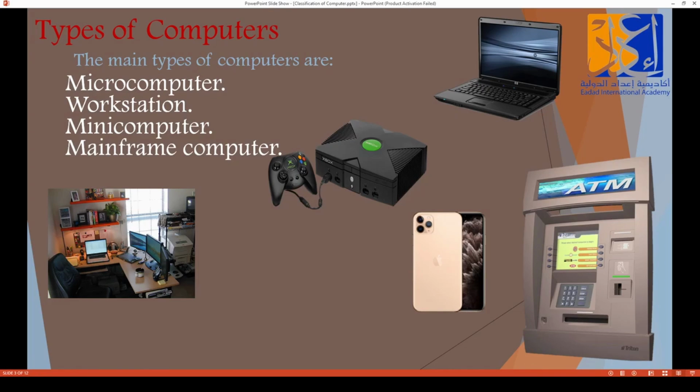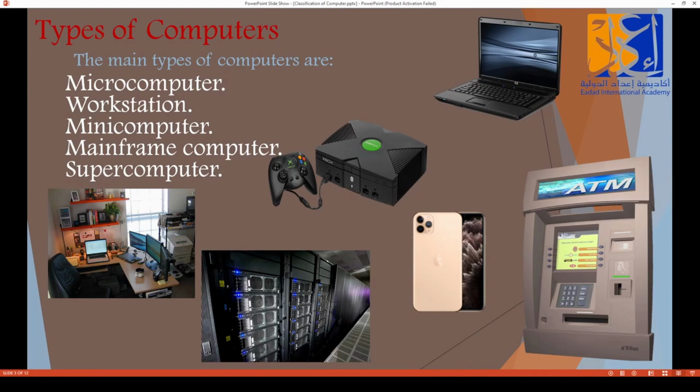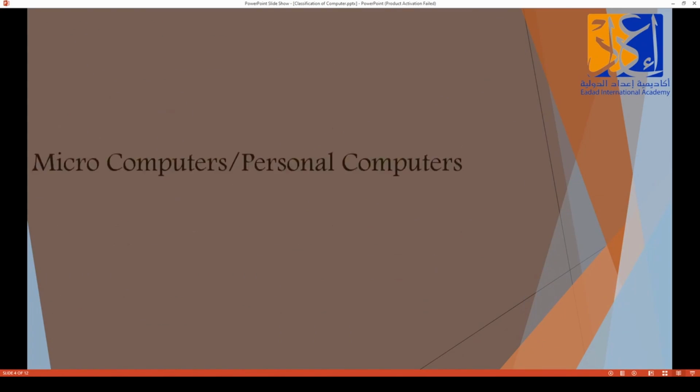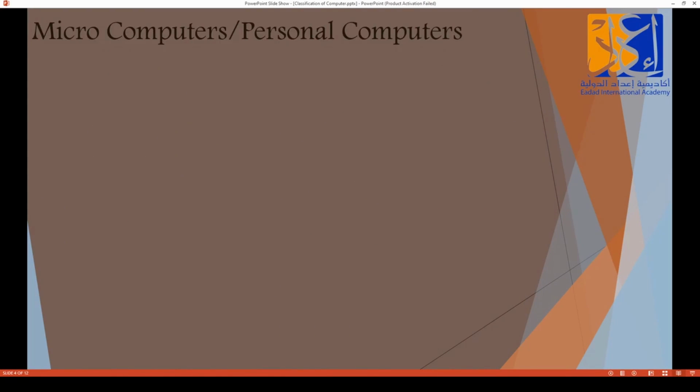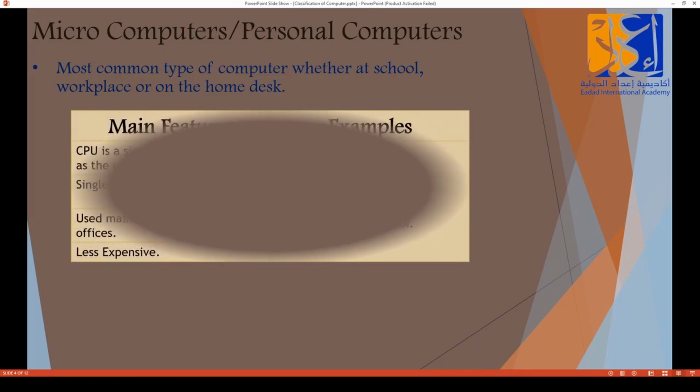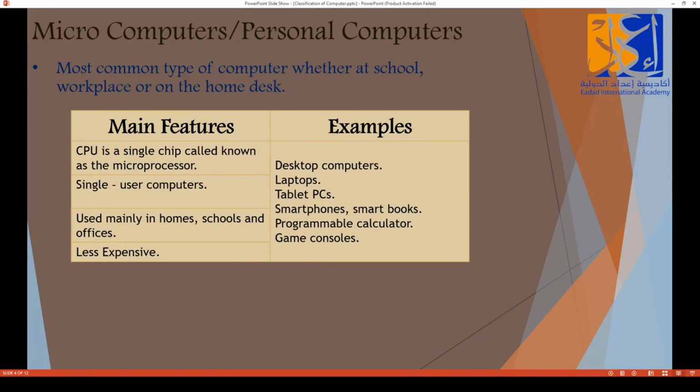Now mainframe computers, we can see an ATM machine over there. We will study in detail later on. Supercomputers, you can see the picture, it's very huge. We will go further. Now let's study about microcomputers. Microcomputer is also called personal computers. Now the most common types of computers, whether at school, workplace, or on the home desks. The computers in our school, in our homes, in our offices, they are microcomputers, known as personal computers. Now let's see its features and examples.